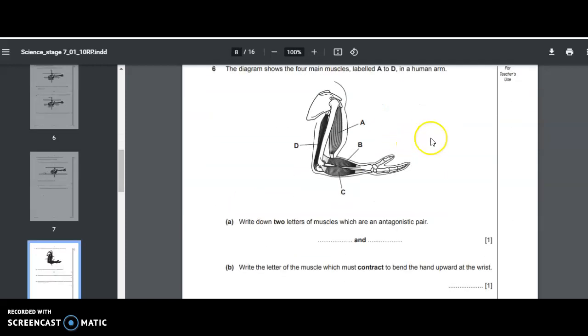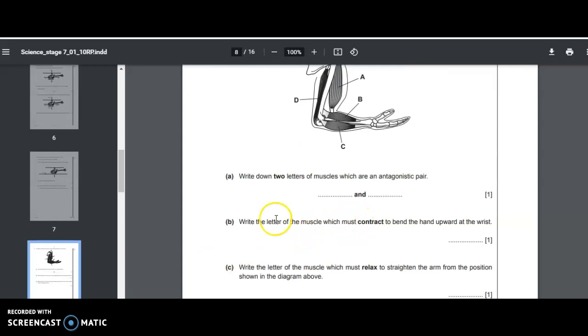Antagonistic muscles: two muscles that work together to make movement, contraction and relaxation. So write down two letters. That means we either have A and D, or B and C. This question is asking about contractions of the arm. So which one is going to get smaller if we move the wrist? C is going to relax. B is going to contract.